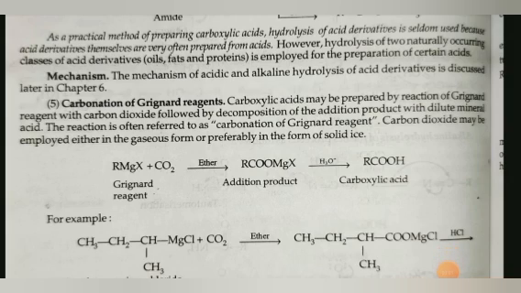Carbonation of Grignard reagent. Carboxylic acid may be prepared by the reaction of Grignard reagent with carbon dioxide followed by decomposition of the addition product with dilute mineral acid. The reaction is often referred to as carbonation of Grignard reagent. Carbon dioxide may be employed either in the gaseous form or preferably in the form of solid ice. Grignard reagent plus CO2 in the presence of ether gives rise to addition product, and in the presence of H3O+ gives rise to carboxylic acid.